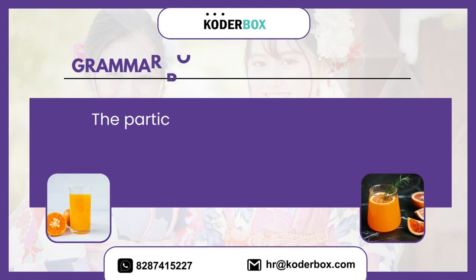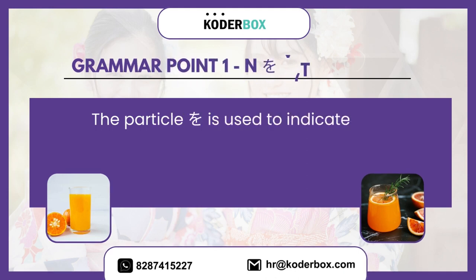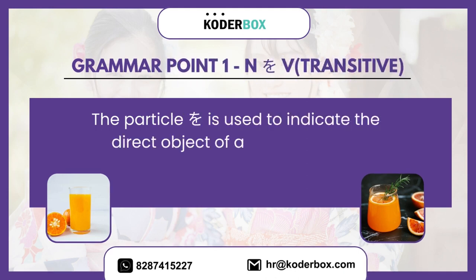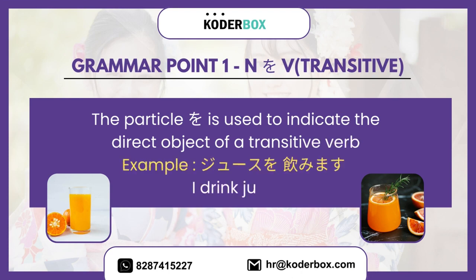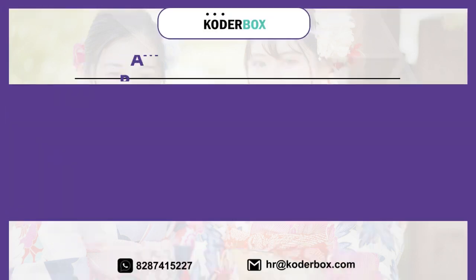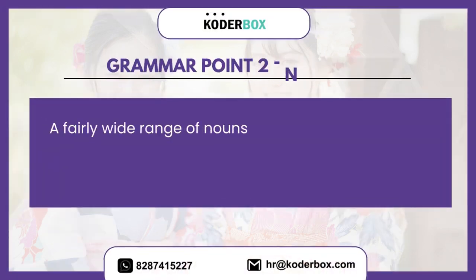Grammar point 1. Noun o verb transitive. The particle o is used to indicate the direct object of a transitive verb. Example, juice o nomimasu. I drink juice. Grammar point 2. Noun o shimasu.